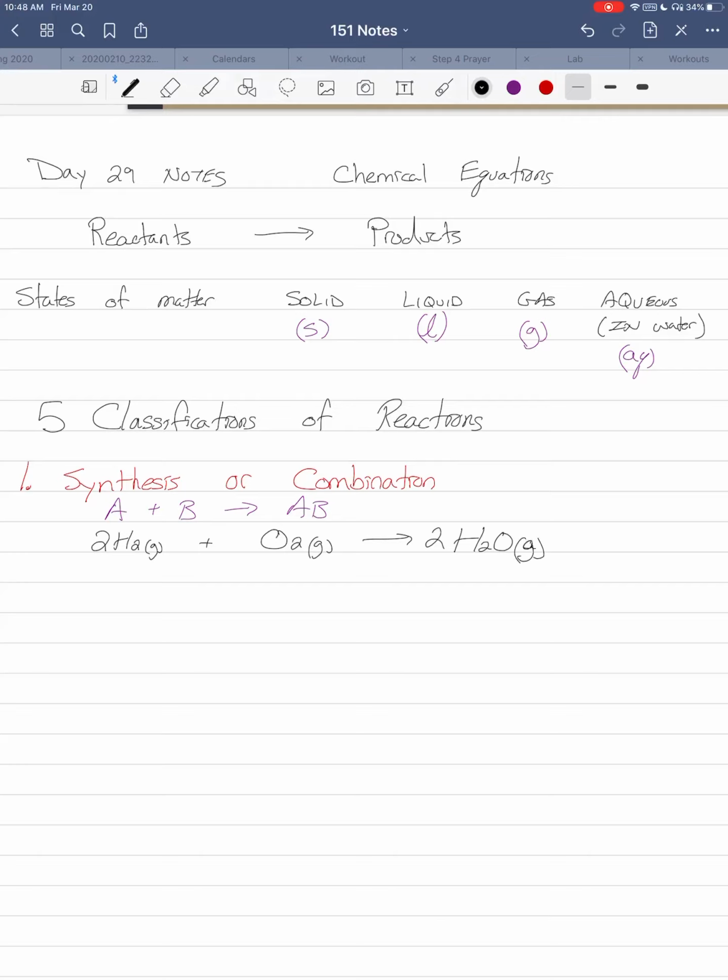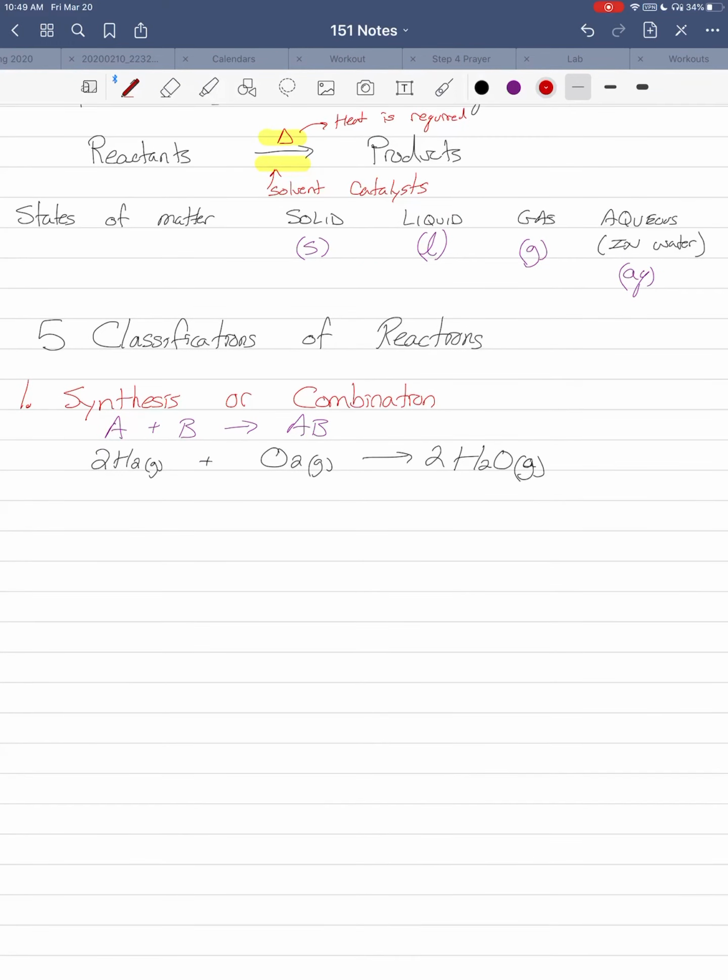Now, that's an actual equation. We didn't talk about this yet, but we can put stuff above and below this arrow. What would be good things to put there? Well, for example, we can put a triangle. That means heat is required. We can put down here the solvent. So let's say it's not in water, so you use a different solvent. You can put that there. You can put the temperature you need, and you can put a catalyst down there. All that can go on the arrow because it's not in a before and after. It's not a reactant. It's not a product. But it's needed to make the reaction happen. So this one, obviously, hydrogen and oxygen burn to make water. You need a spark.